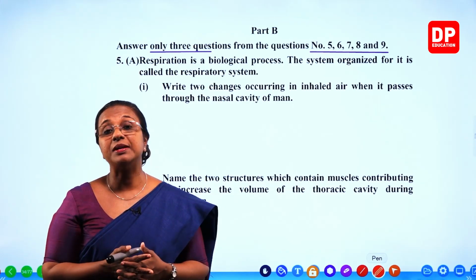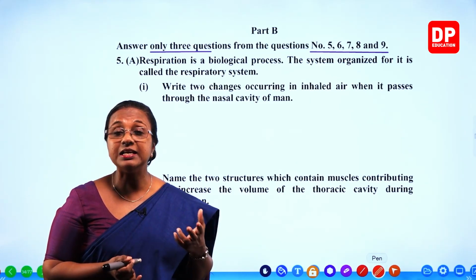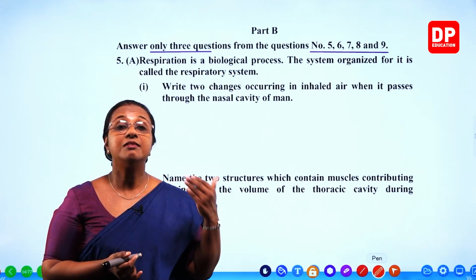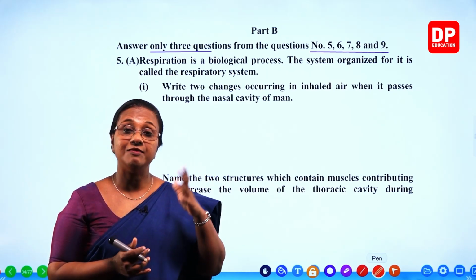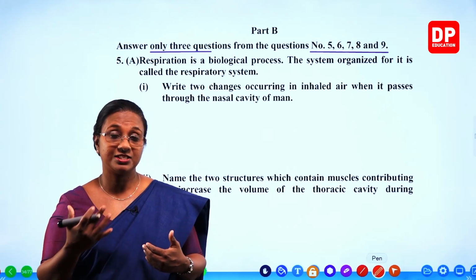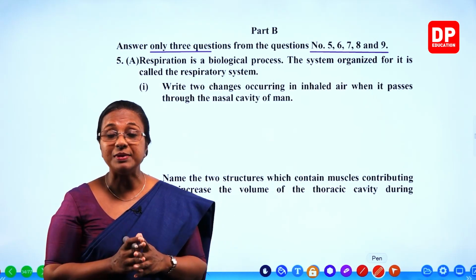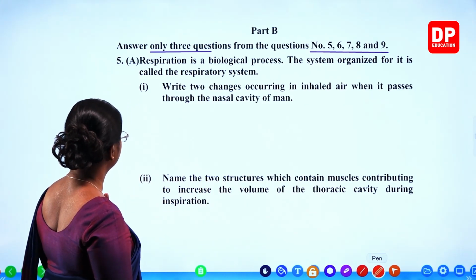And for the gas exchange to happen efficiently, there are many adaptations of the respiratory surface, which is the alveoli, the alveolar wall actually. That is the respiratory surface or the gas exchange surface. So, you are familiar with the adaptations. Now, if we look at the questions.